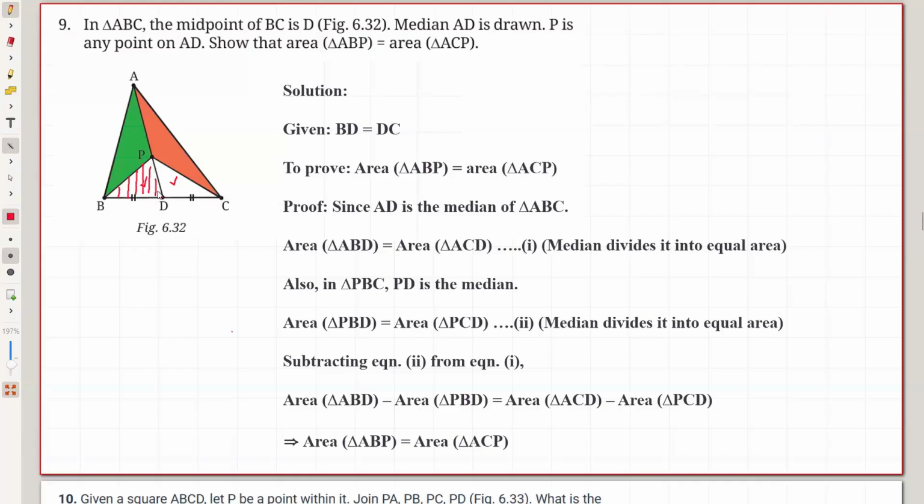The same from the big triangle: if you just minus this portion, you'll be getting this red area. Okay, this is how we are proving. Therefore, area of the triangle ABB is equal to area of the triangle ACB. The concept is that a median divides the triangle into two equal areas.